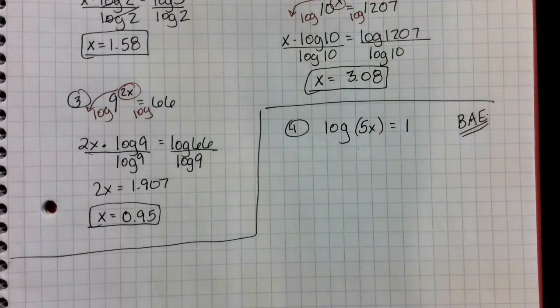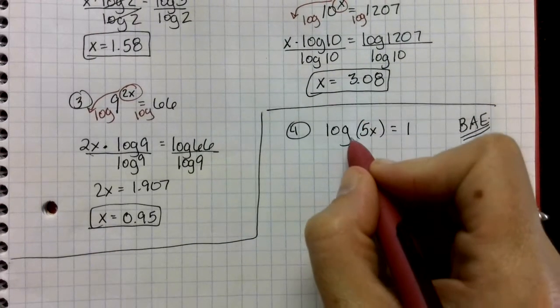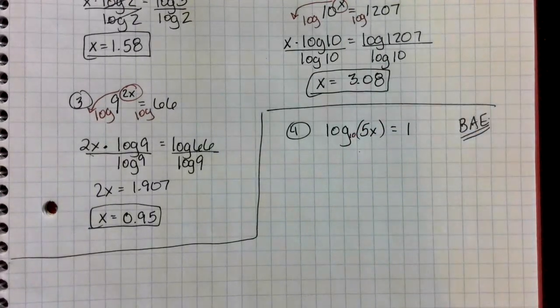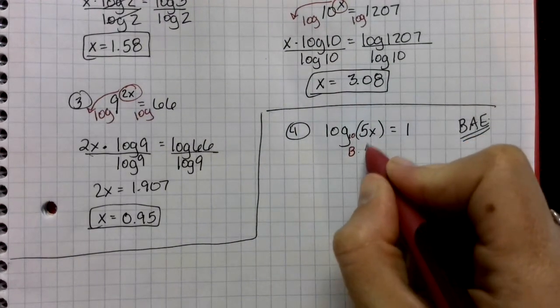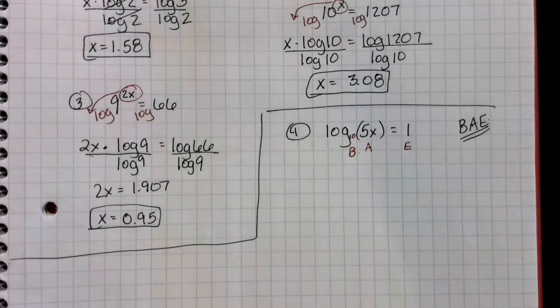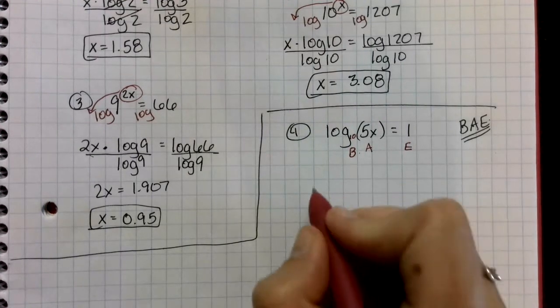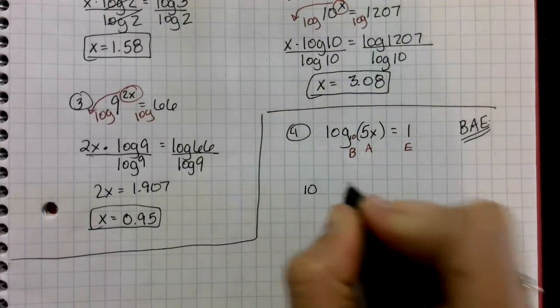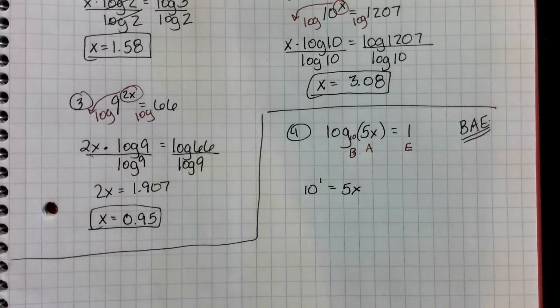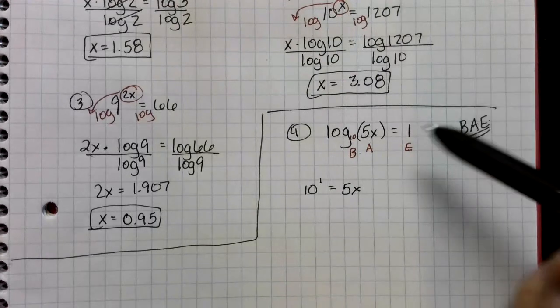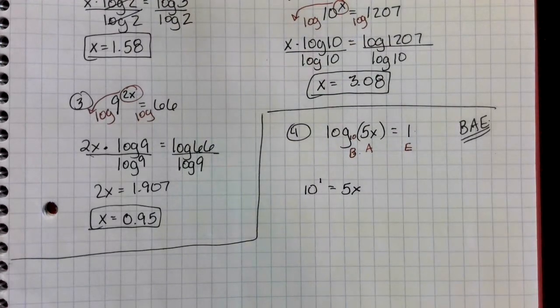Now, another thing that we've talked about is the fact that when you have a log, if there is no number here for the base, we assume that it is 10, okay? So I want to go ahead and fill that in and just get yourself into a habit of filling that in. So now that's my base. The next thing is my answer, and this is my exponent. So using this, I'm going to rewrite this into exponential form. So it is a base of 10, an exponent of 1 equals an answer of 5x. So we're switching back and forth between logarithmic form and exponential form.